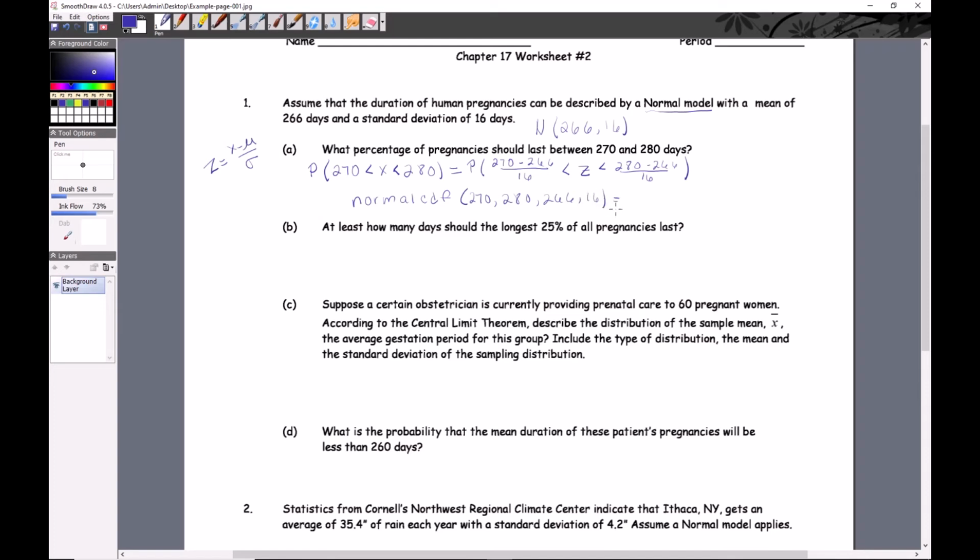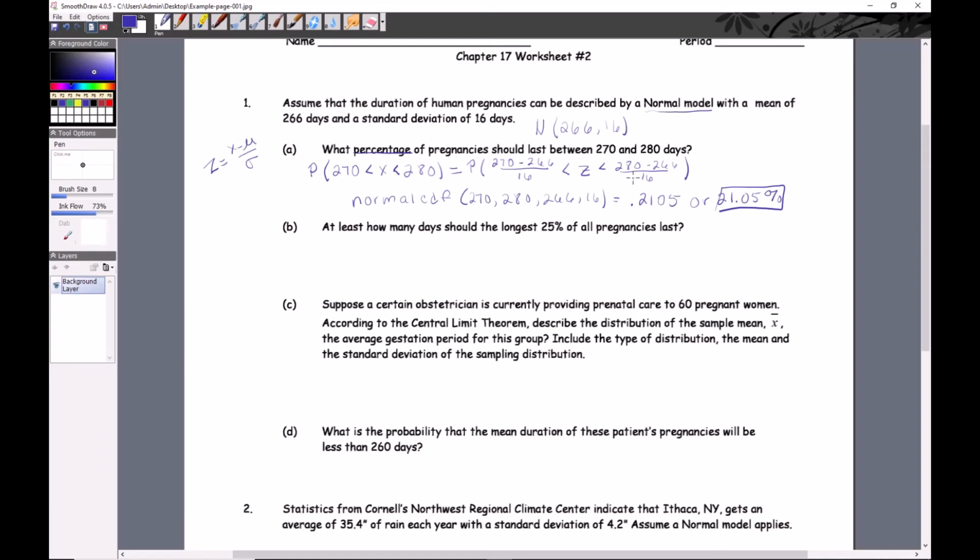And this should look very familiar. This is going to be 0.2105. But they did ask what percentage, so we'll convert this to 21.05%. So basically what they're saying here is about 1 in 5 pregnant ladies will have a gestation between 270 and 280 days. Approximately. These are all approximations, but they're pretty good. And this is not anything new. This is what we did in Chapter 5 way at the beginning of the year.